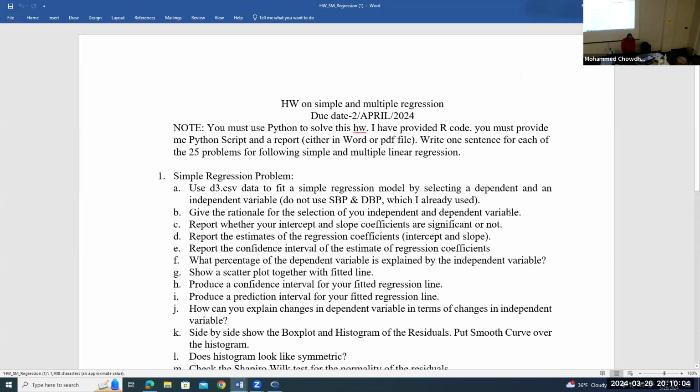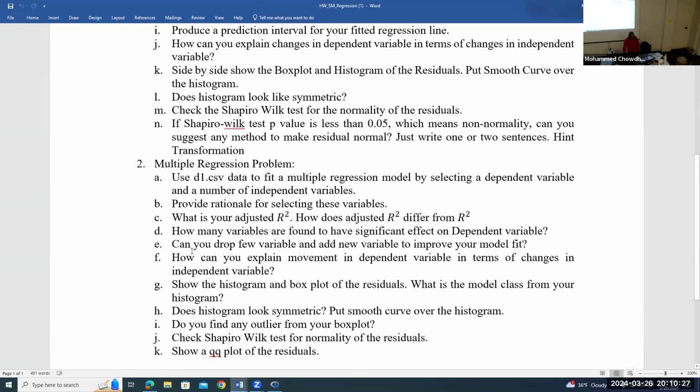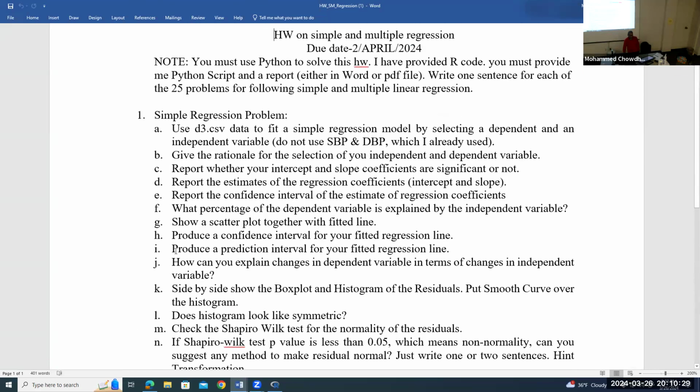Here, you must use Python to solve this homework. I have provided R code. You must provide me a Python script and a report, either in a Word or PDF file. Write one sentence for each of the 25 problems. How many problems? 1, 2, 3, 4, 5, 6, 7, 8, 9, 10, 11, 12. All of these, if you count, there are 25 problems. Okay. For example, the first one: use D3.CSV data to fit a simple regression model by selecting a dependent and independent variable.